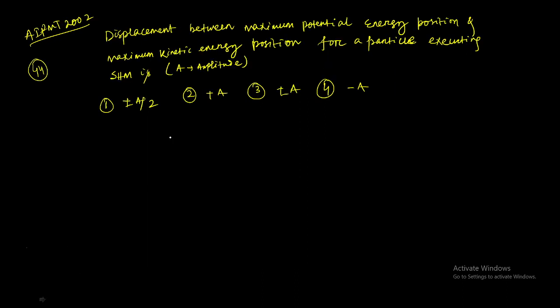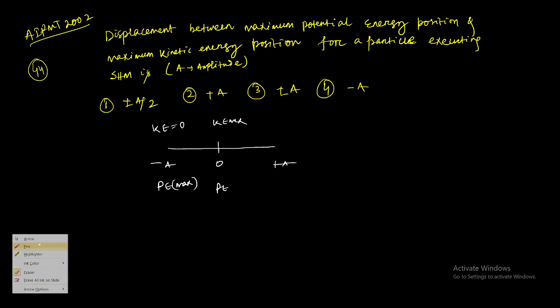Now 44. Displacement between maximum potential energy position and maximum kinetic energy position for a particle executing SHM. Same type of question. This is 0, this is plus a, this is minus a. Here kinetic energy 0, potential energy maximum. Here kinetic energy maximum, potential energy minimum, and that value we can write, this is 0, right? Potential energy will be 0.